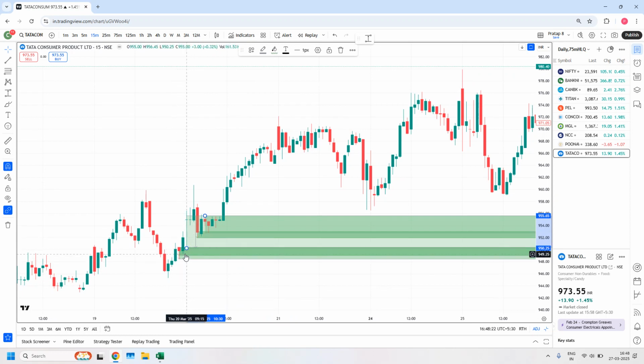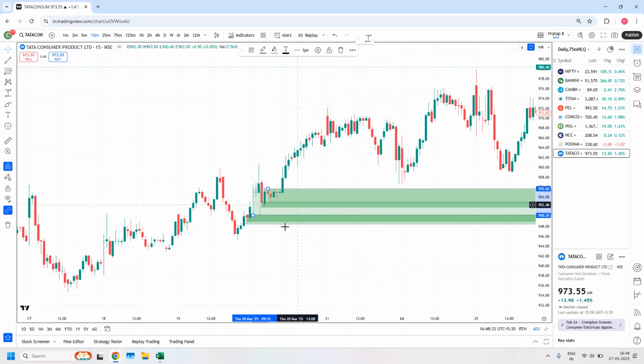Lower time frame origin. 15 minutes origin to 75 minutes high liquidity zone. From this origin, it picked up the orders and this entire move started. So this is the origin also we have drawn. So two order flows we have drawn. This is the first one and this is the second one.